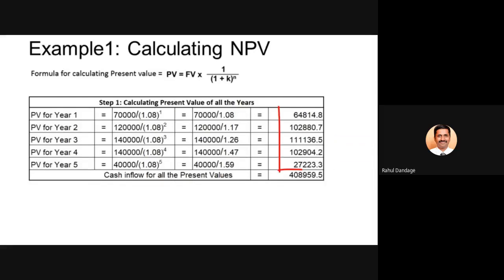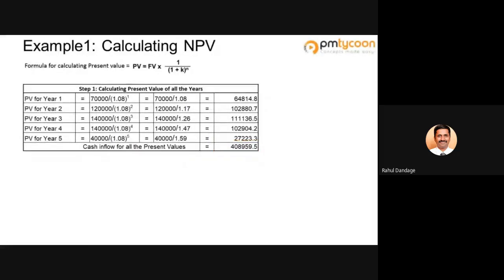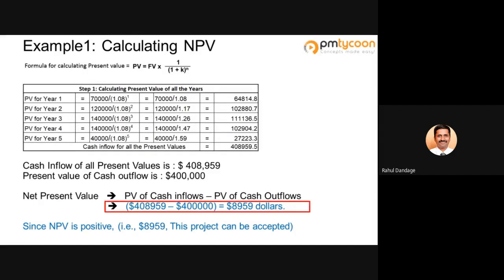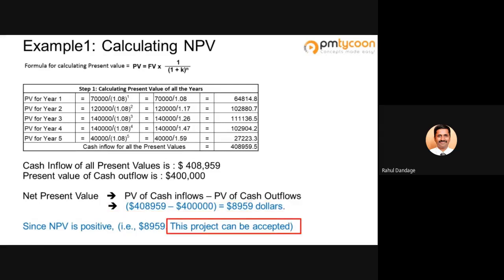And as a part of the rule, we need to sum up all the present values. And if we do that, we get the value as 408,959.5. And for the net present value, as I said before, we need to remove the cash outflows. So if you remove $400,000 from 408,959.5, it leaves us with $8,959. This is a positive number. This is a positive net present value, which means we can accept the project.